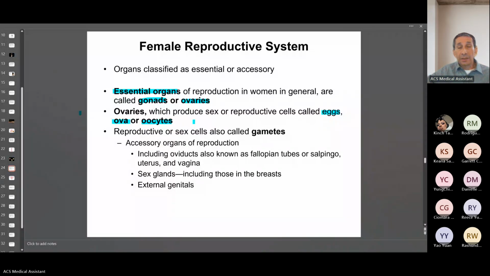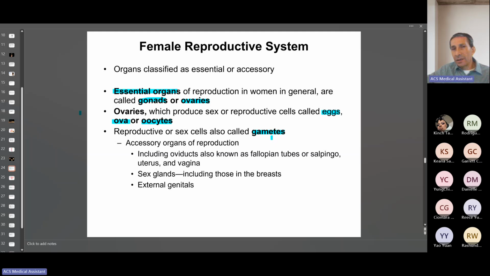But the cell that it produces, the female sex cell, is going to receive different names: the egg, the ova, or the oocytes. So that's basically what it is. Just be familiar with the terms, because that's all it requires. Now, these sex cells can also be called gametes. So it says right here, reproductive or sex cells, also called gametes. Now, that can be sperm or eggs or oocytes.